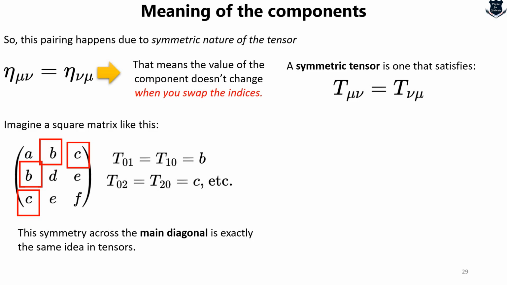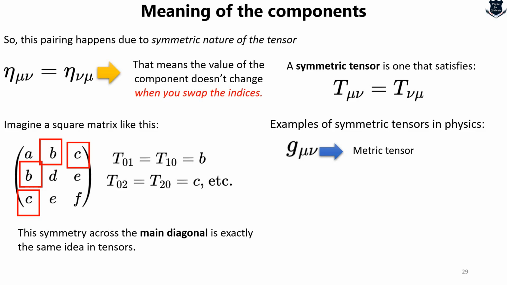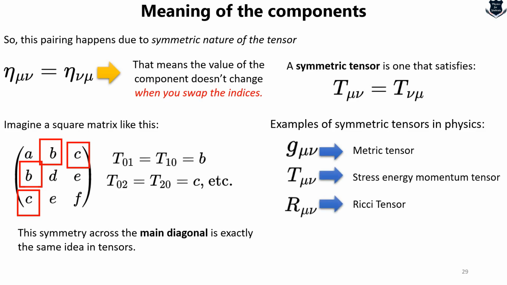Now you might ask, what are some examples of symmetric tensors? For example, the metric tensor is very much symmetric, as are the stress-energy-momentum tensor, the Ricci tensor, and the inertia tensor, which is used, I would say, in Newtonian mechanics.